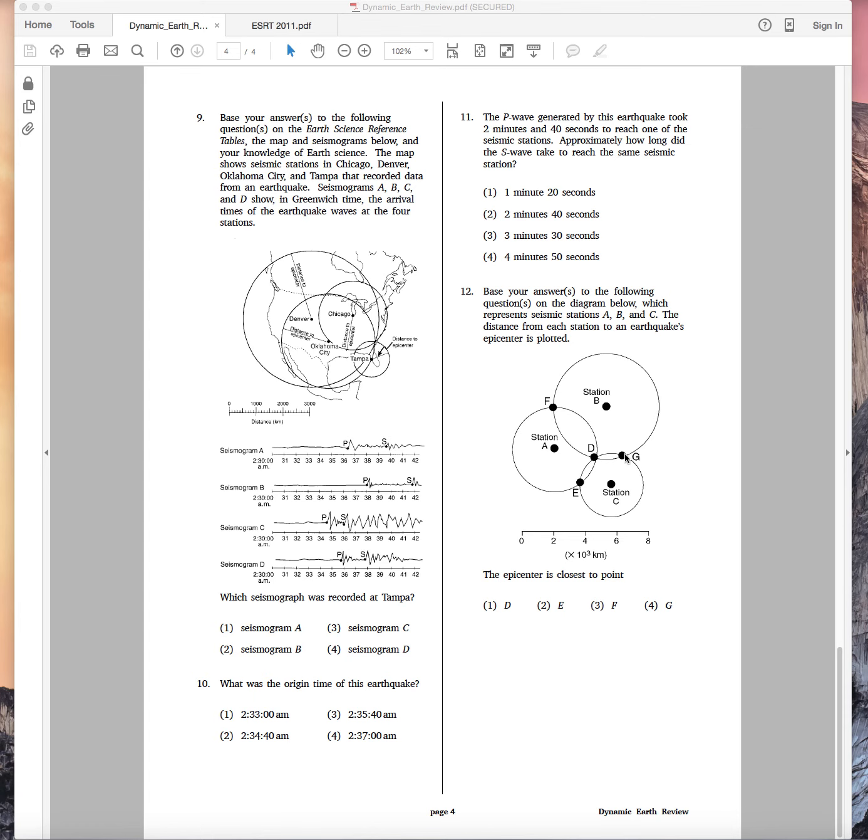We have G, only two circles, station B and C, intersecting. Location D is where all three circles from each of these stations intersect. So the epicenter would be at location D. Once again, locations E, F, and G are where only two circles intersect, and your third station will pinpoint that.